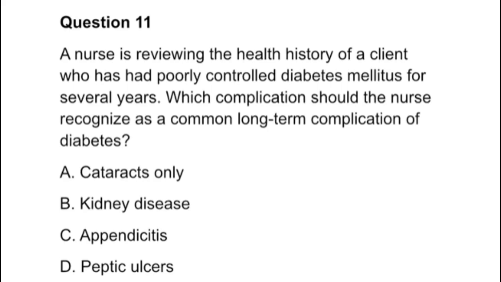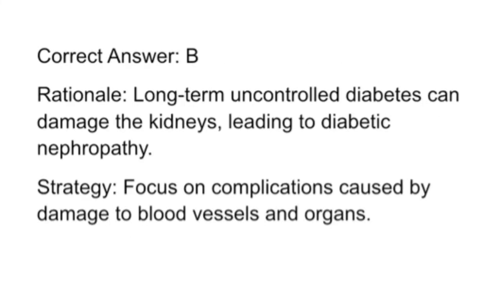Question 11. A nurse is reviewing the health history of a client who has had poorly controlled diabetes mellitus for several years. Which complication should the nurse recognize as a common long-term complication of diabetes? A. Cataracts only. B. Kidney disease. C. Appendicitis. D. Peptic ulcer. Correct answer, B. Rationale. Long-term uncontrolled diabetes can damage the kidneys, leading to diabetic nephropathy. Strategy. Focus on complications caused by damage to blood vessels and organs.